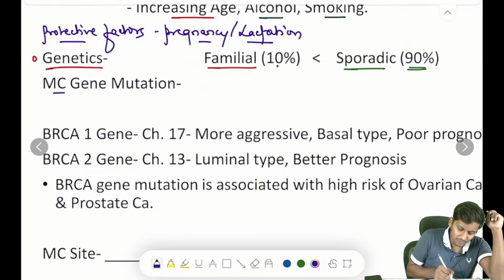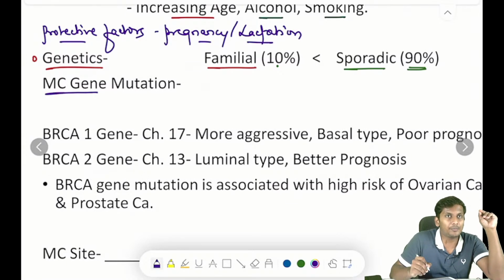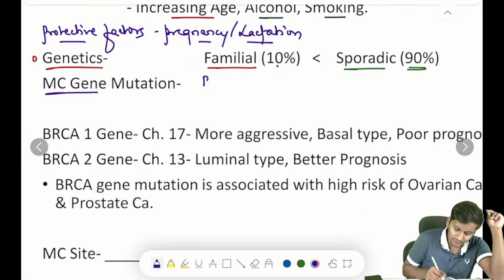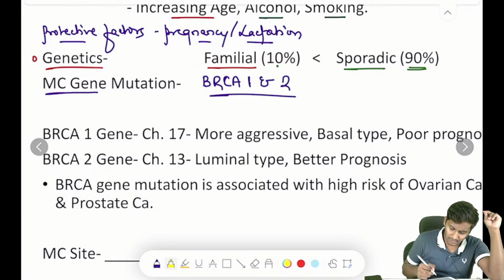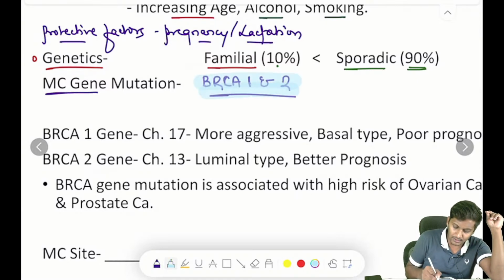The most common gene mutation which is responsible for the familial breast cancer, bache, it is definitely the BRCA1 or the BRCA2 gene mutation. Okay, the most common one in the familial breast cancer is BRCA1 and BRCA2.